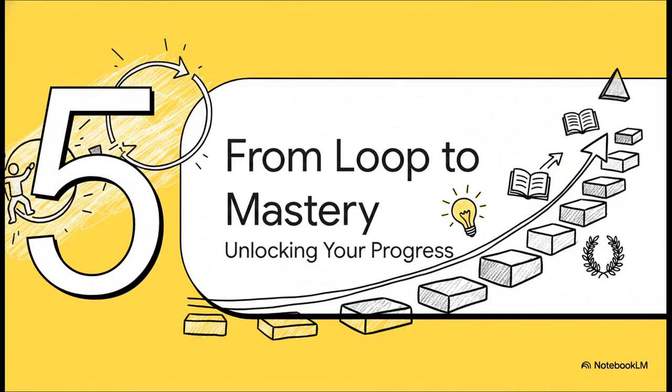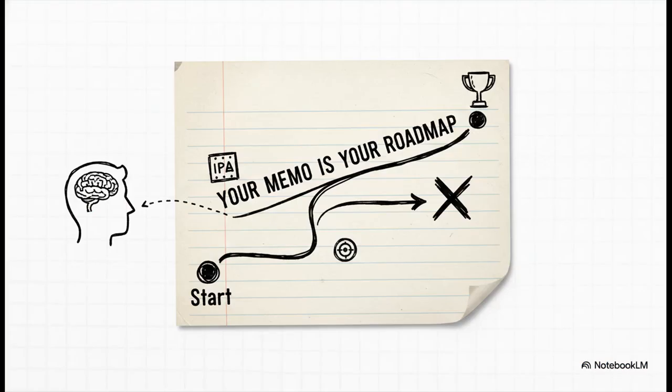By adopting this one simple habit, you transform your entire process. You stop being trapped in that frustrating loop and you get on a clear path towards mastery. You're not just randomly trying things anymore, you're actively building a knowledge base. And this is such an important thing to understand. Your memo stops being a boring log of things you did, and it becomes your strategic roadmap.